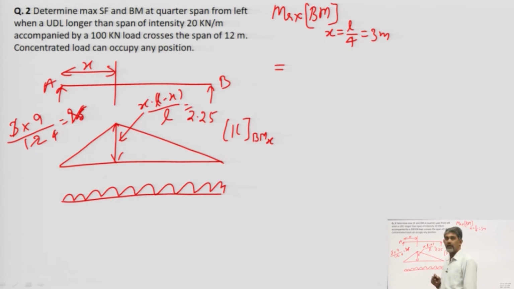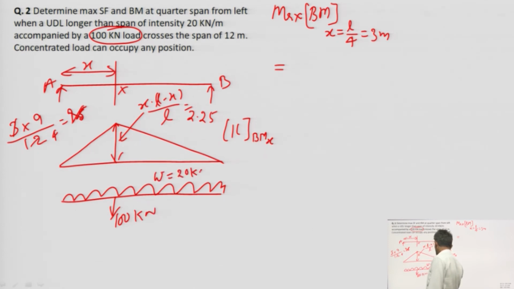So, this should be the position of the UDL. And where should the other force, 100 kilonewton, occupy? From this IL diagram, the point load should be at this section itself. So, the point load will be here: 100 kilonewton load, and UDL w equal to 20 kilonewton per meter. This is the position of the load for getting the maximum value.